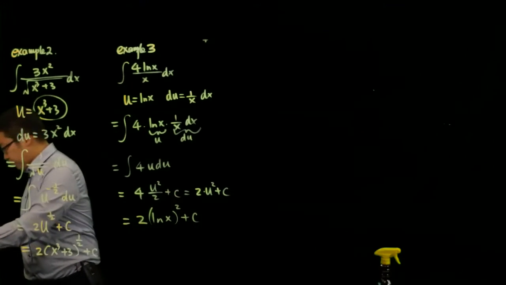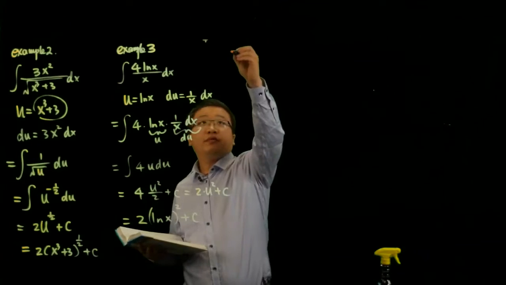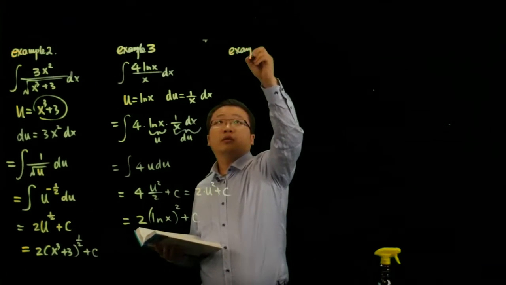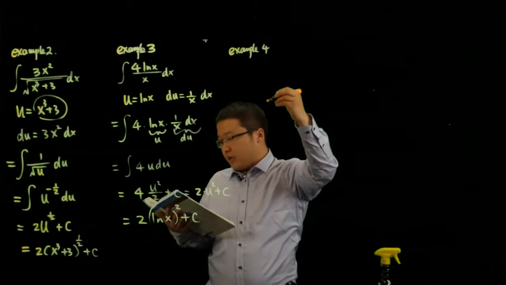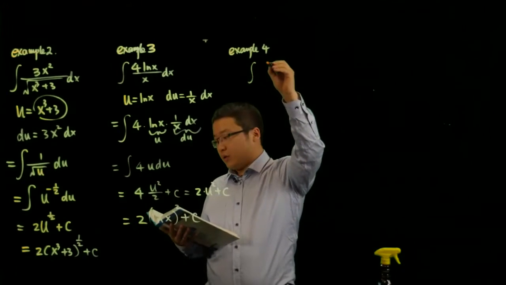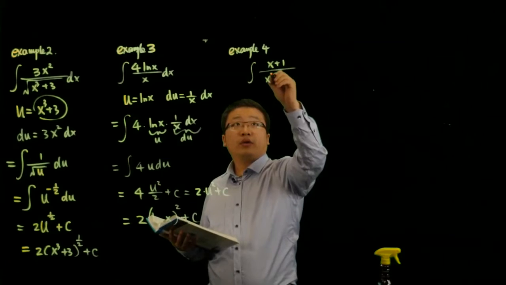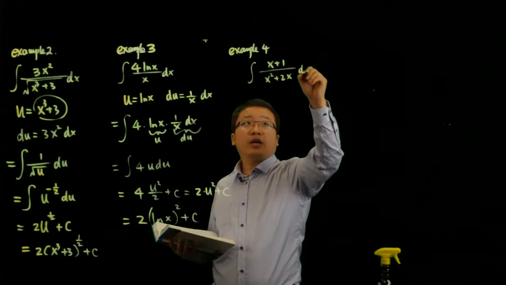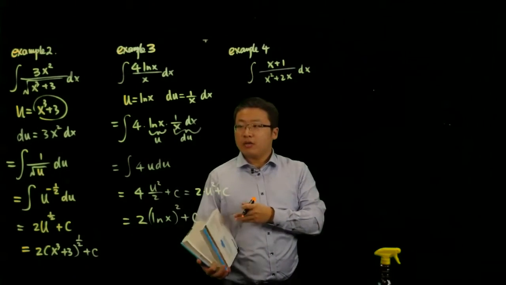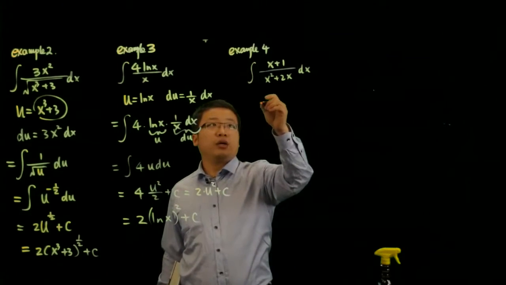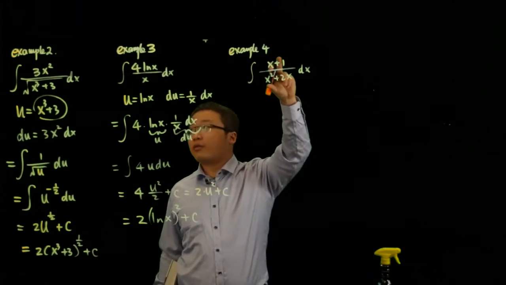Next one, example 4, is what is the integral of (x plus 1) divided by (x squared plus 2x) dx. Then for this one, you want to think through the 2 portions.